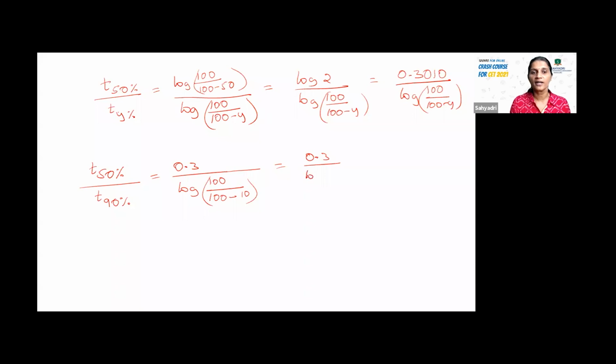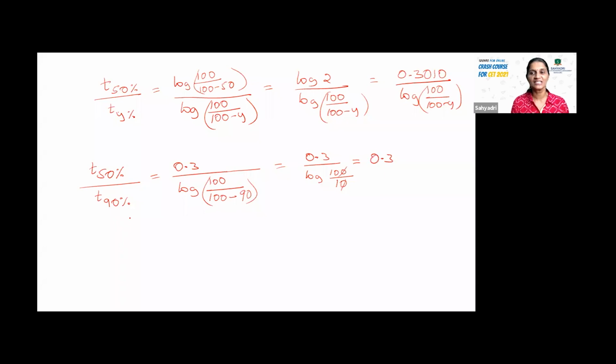So log 100 divided by 90, correct? I have written wrong. It should be 90 only because it is reacted. I have to take Y itself, okay? 90 only, 10 is remaining. So it should be 10. Did you understand this? Yeah, 100 minus 90, Gurudev. Thank you. So it is log 10. Log 10 is 1, so you're getting 0.3.